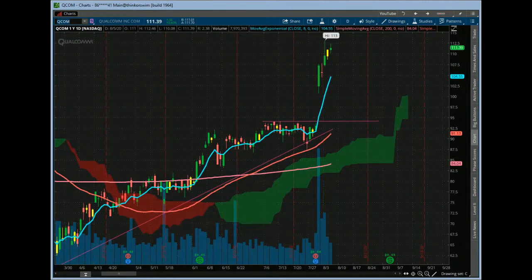QComp, again, nice inside day up right there, spinning top. Let's see if that can continue to work its way up into that prior upper shadow on that one.